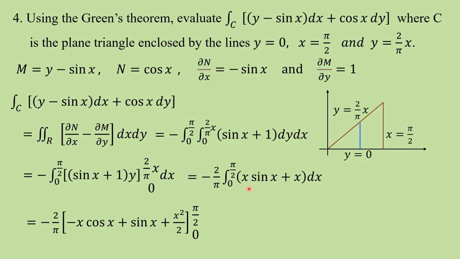So minus is already there, minus of minus, so integral of cos x, integral of cos x is sin x. So I got minus cos x plus sin x, and one more term is x, integral of that is x square by 2. Apply the limit.